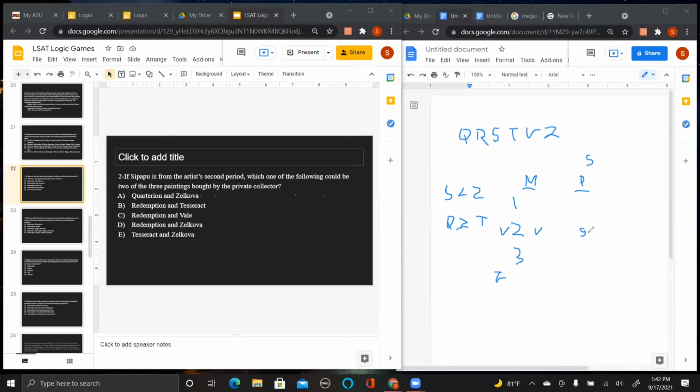If quaternion and Zelkova are these two, then quaternion would have to be first, which would make tesseract first, because it has to be even, right? So, okay, let's say. If that were the case, Z would go here, Q would go here, T would have to go here. And what does that leave us with? R. Okay, that seems plausible.